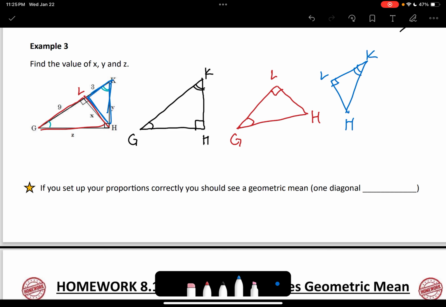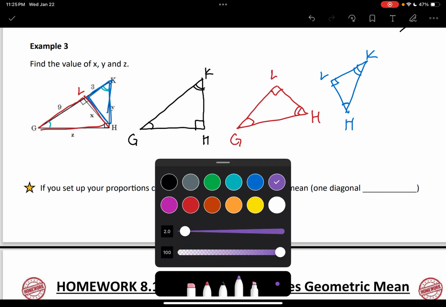So filling out the remaining rings, my single ring is at H for the blue triangle, and for the red triangle, H has the double rings. So we got our triangles. Let's go ahead and label the given information that we have and begin to solve.